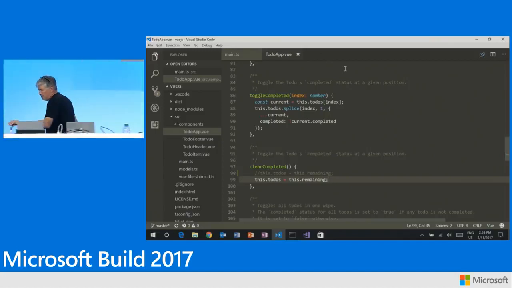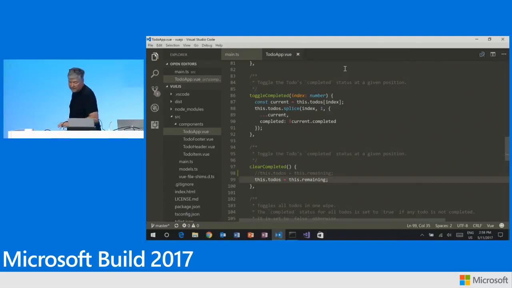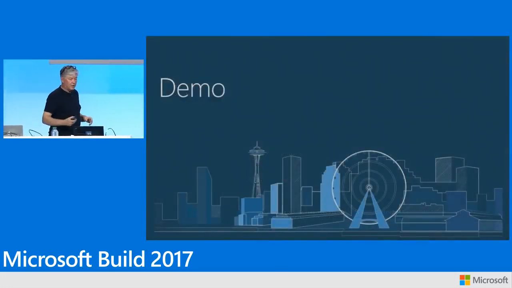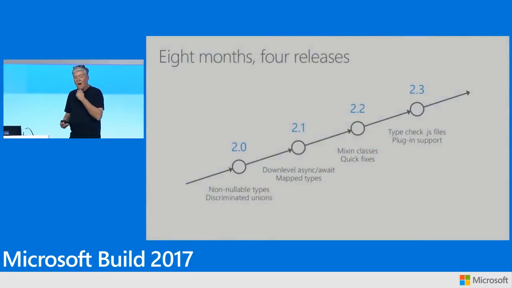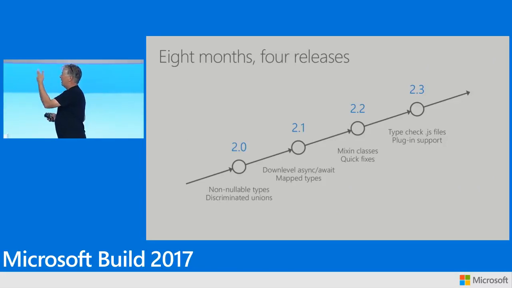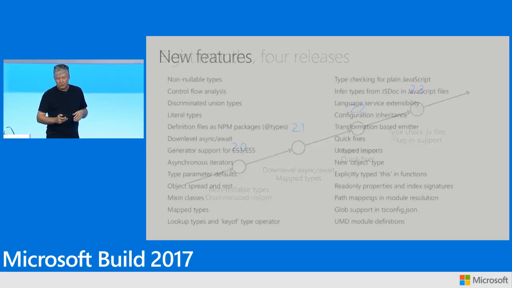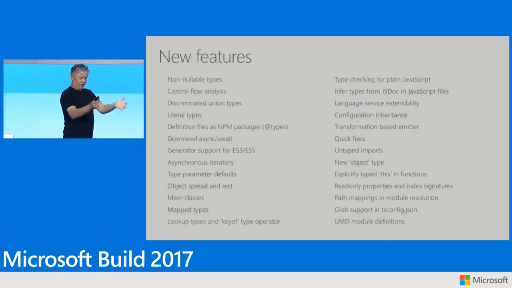Okay, let me go back to the slides quickly, and let's talk a little bit about our release cadence and how we go about developing TypeScript. So in the last 8 months, we have released 4 times: 2.0, 2.1, 2.2, 2.3. I've put up the 2 major features from each release here, but there were a lot of new features, and they didn't even fit on the slide.